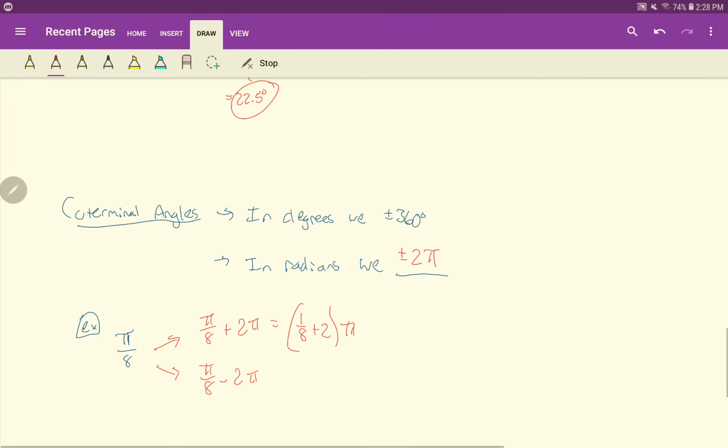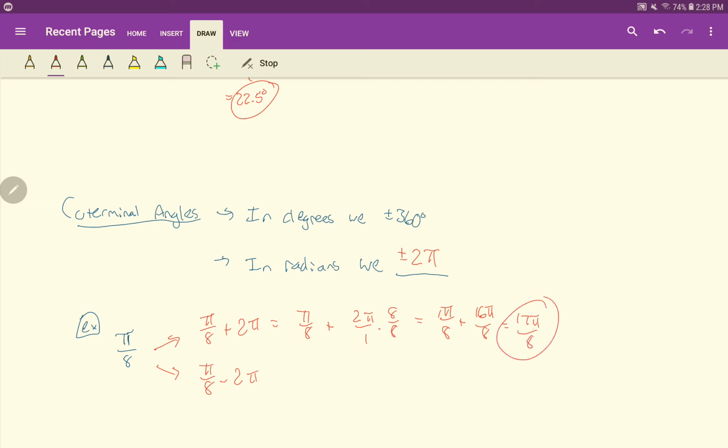Okay. Alternatively, though, we're going to be big boys and girls here. We're going to try and actually do this. So pi over 8 plus, and then we'll make this 2 pi over 1 times 8 over 8 to get that 8 in the denominator that we want. And so it's going to be pi over 8 plus 16 pi over 8. And this is 1 pi over 8 plus 16 pi over 8. So it becomes 17 pi over 8. Hey, that's what we saw in the calculator.